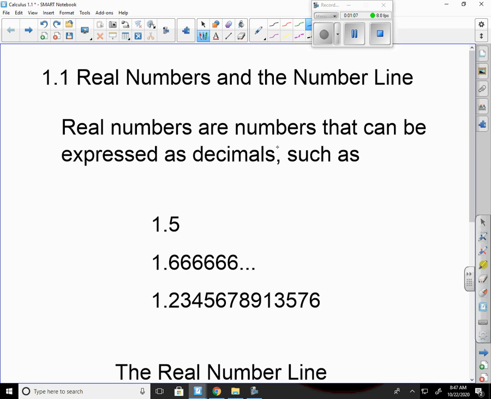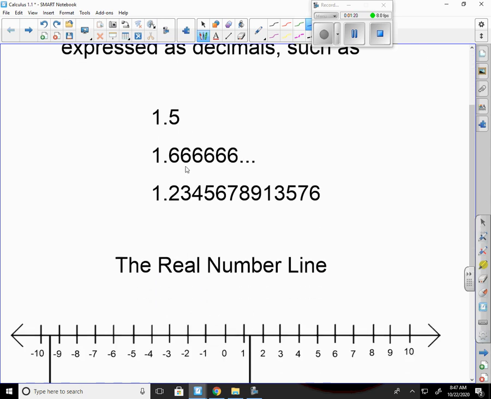Real numbers are numbers that can be expressed as decimals, such as 1.5, 1.66 repeating, 1 point... I just made that number up. There's no point in even reading it. The whole point is they can be decimals, but they don't have to be.